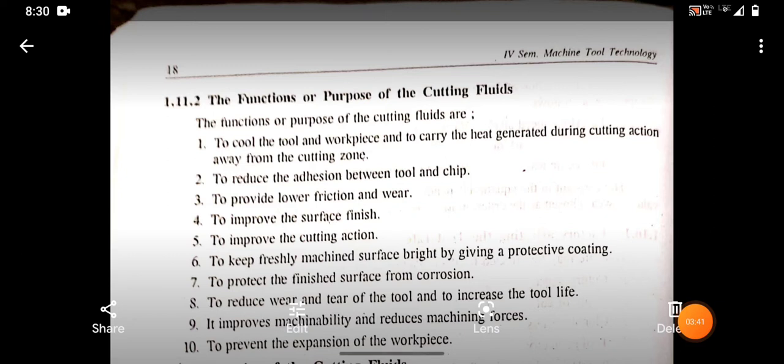The functions or purposes of cutting fluids. What are the main functions? To cool the tool and workpiece, and to carry the heat generated during the cutting action away from the cutting zone. It also reduces the adhesion between the tool and chip.